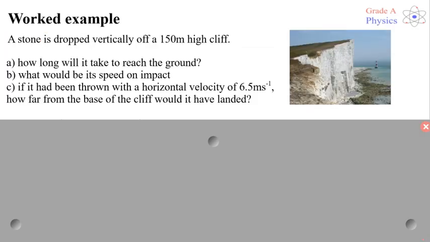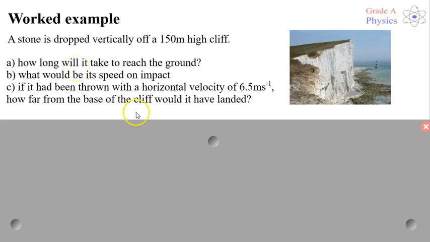To introduce this and also to recap kinematics in one dimension, which is what we've done in previous videos, we're going to look at a worked example. This is Beachy Head, near where I live, a beautiful walk, really high cliff. Don't get too near the edge, and certainly don't drop anything or throw anything off it. This is very much a thought experiment. So we drop an object off this 150 meter high cliff. We have a few questions.